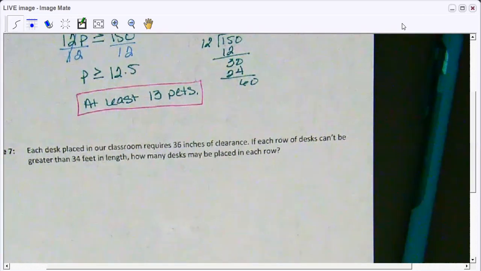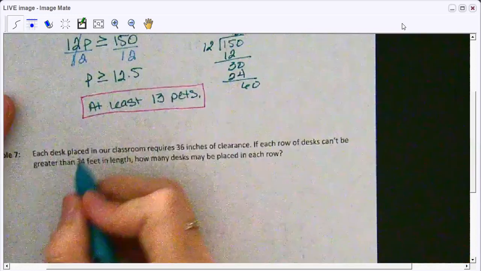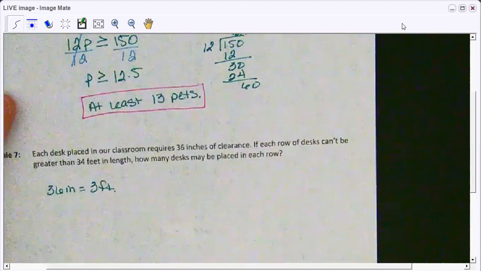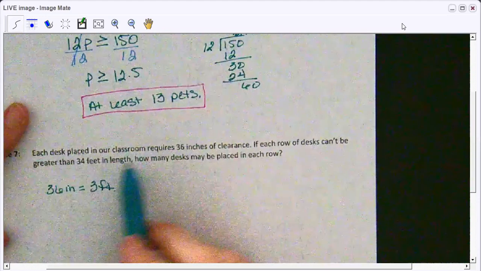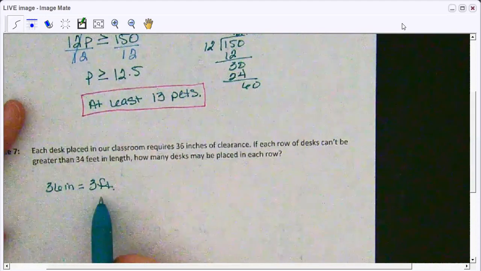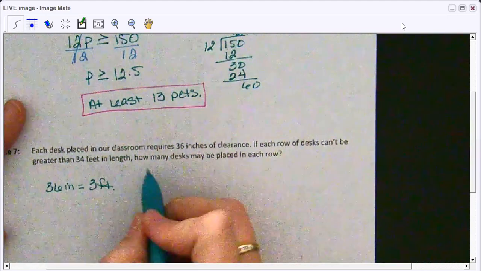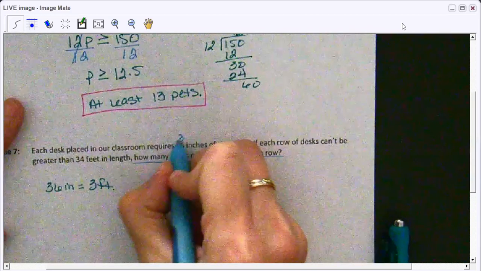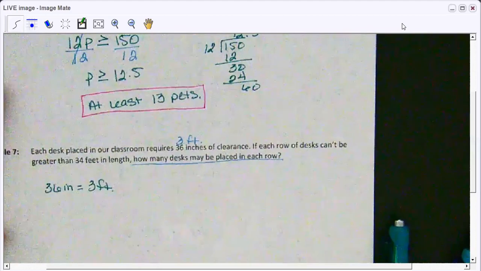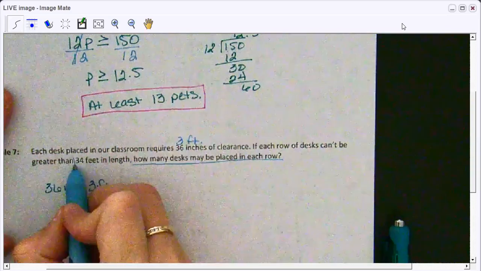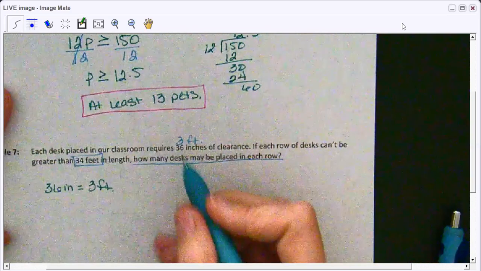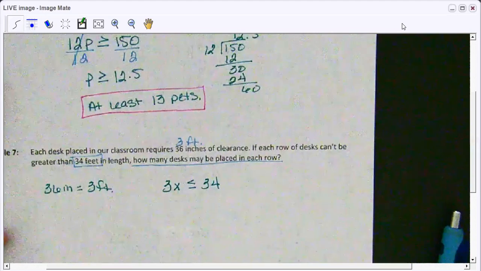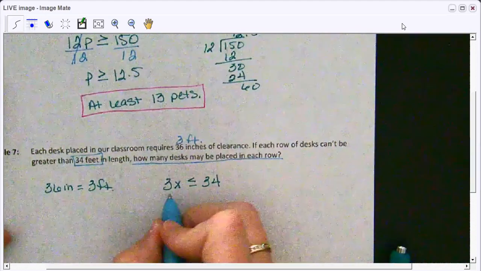So you want to change our inches to feet? Okay. So 36 inches equals 3 feet. Okay, and so if each desk has 3 feet of clearance, and we want to know how many desks can be in each row, how would we set this up? 3x is less than or equal to 34. Okay. And so then we would solve this and we would divide both sides by 3.